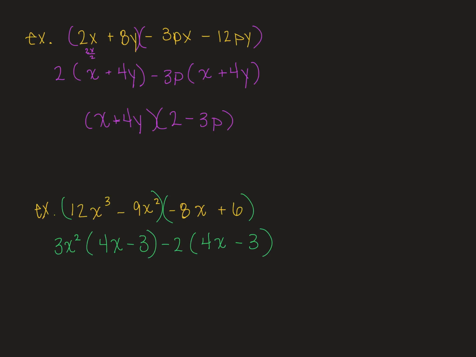Signs are very important. When you're writing your final answer, write the binomial that you have 2 times first and only once. And then you can write what you were taking out. So the 3x squared minus 2.